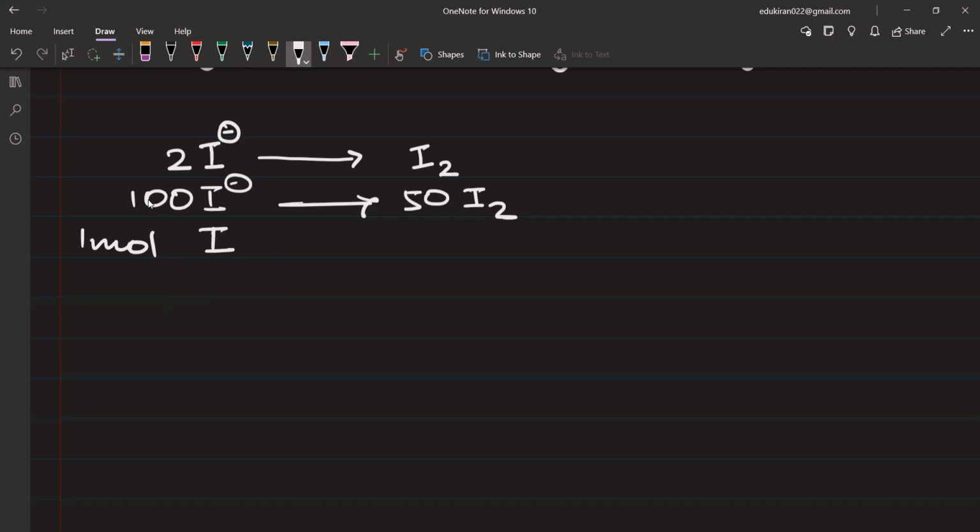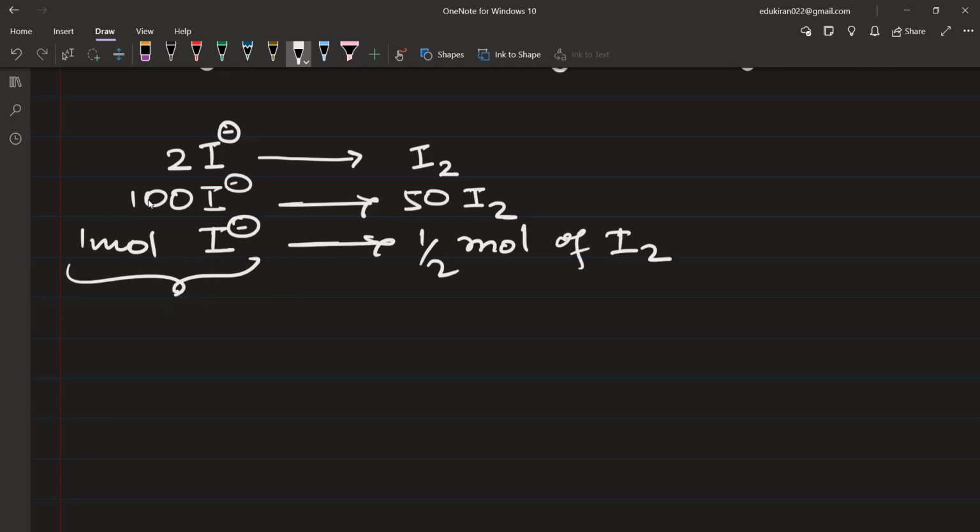1 mole of I negative, and it is going to give me half mole of I2. Now this will require how much charge? 1 mole of positive charge. But again, in terms of electron, how much electron do we have to pass? Tell me. We have to pass 1 mole of electron, yes or no? Correct, guys? Yes, sir. Right.